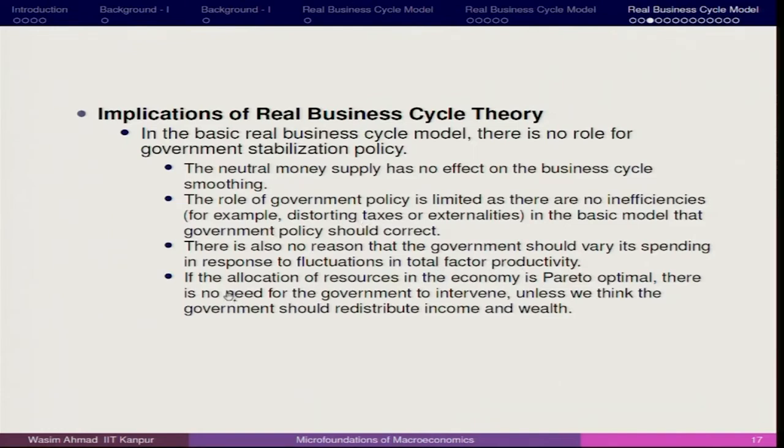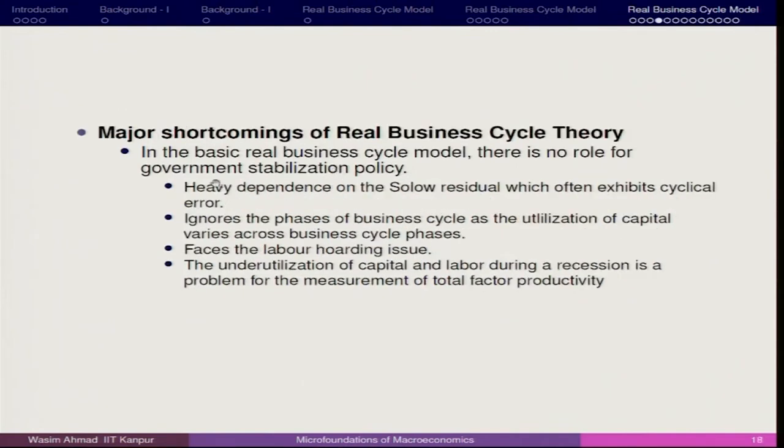The second thing is that the allocation is perfect, so it is ideal. If it is satisfying the optimality criteria, the Pareto optimality criteria, then also you do not require government. In the one period model, we had assumed that you have a social planner. A social planner's role is not needed here, because most of the things become optimal automatically. This is what the real business cycle is known for.